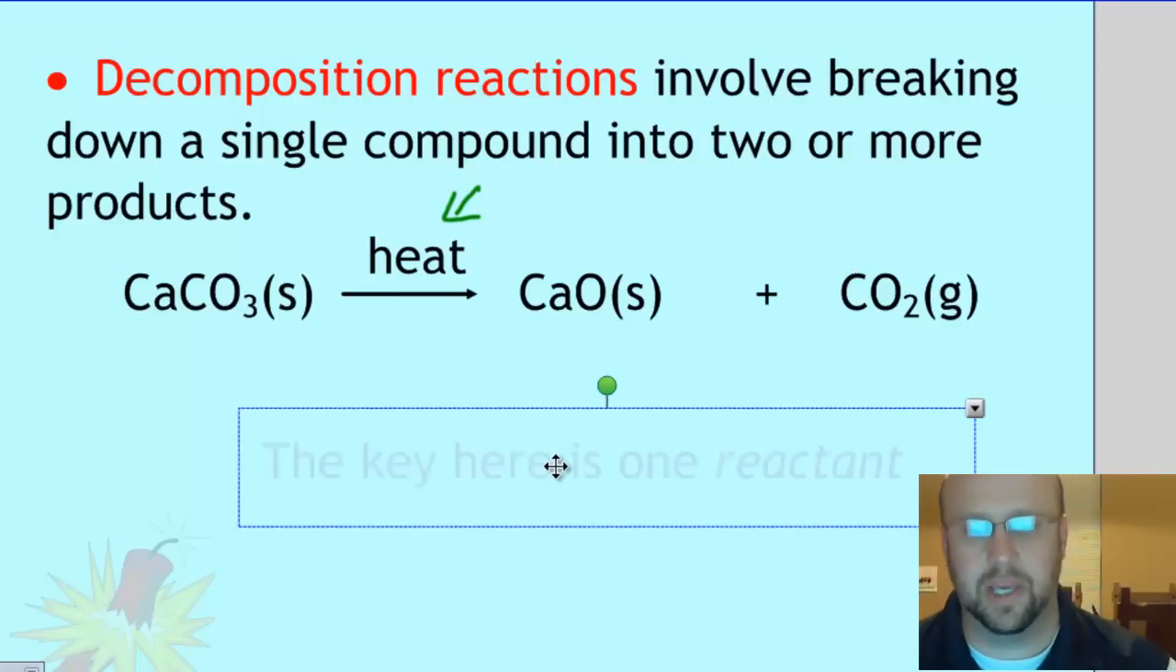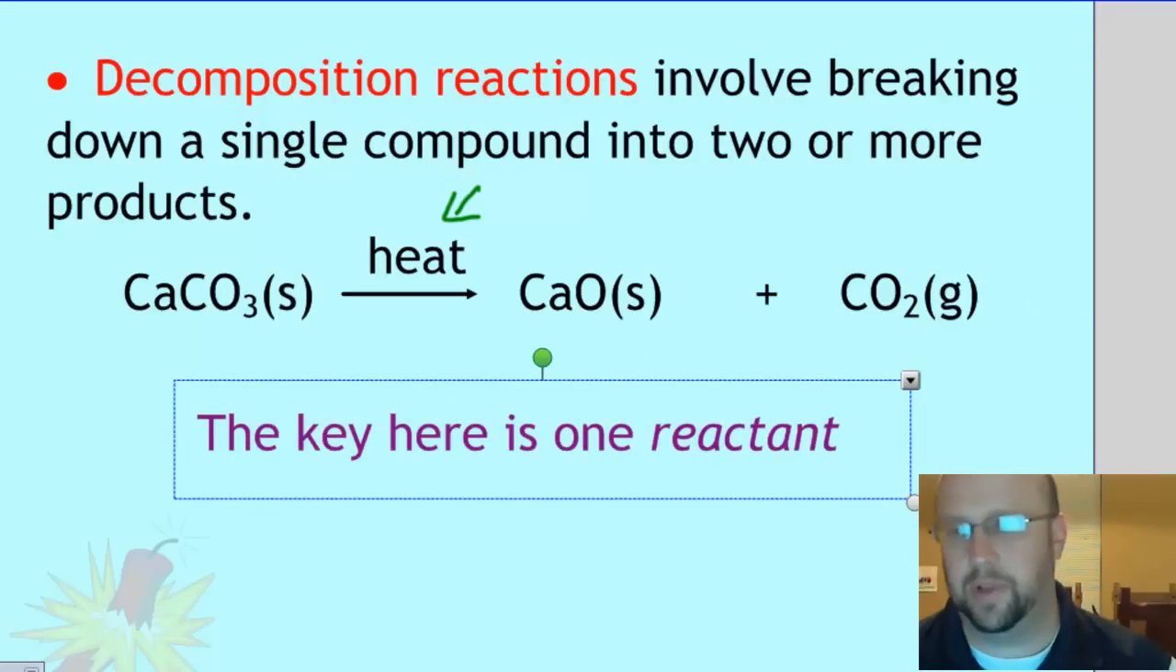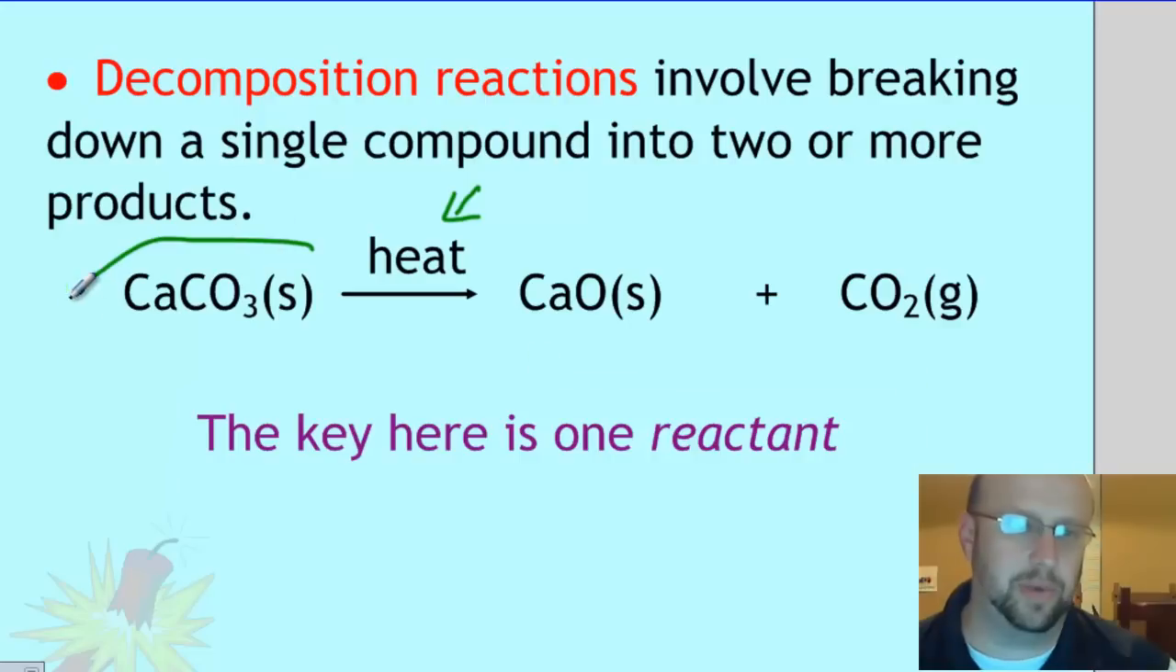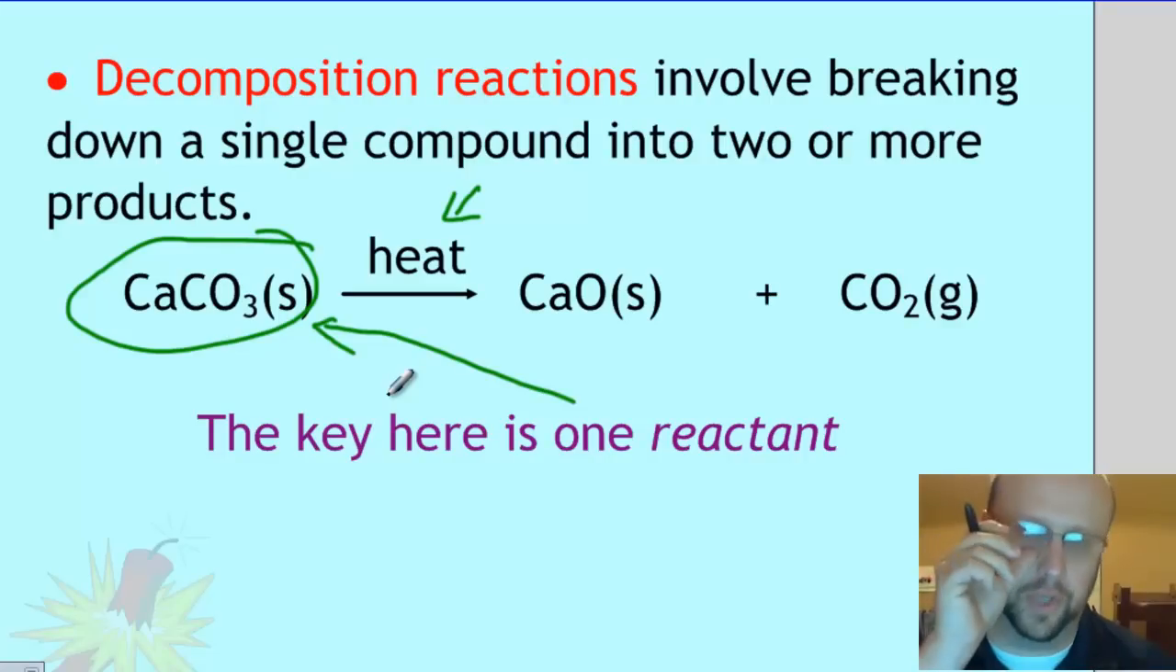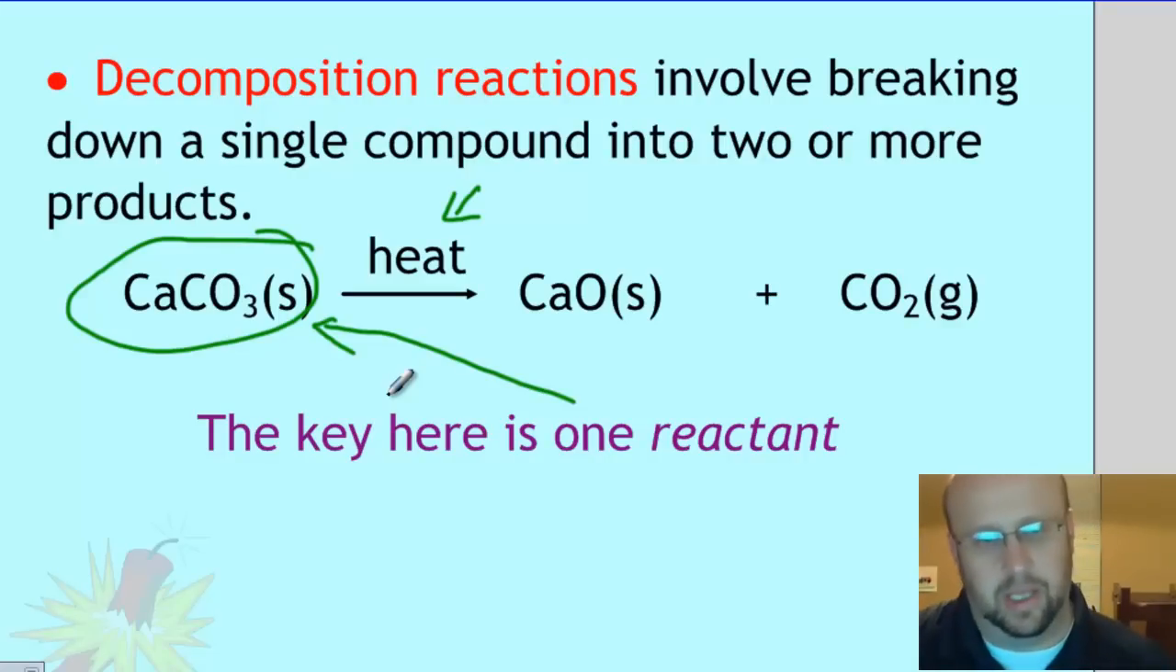Okay, so what's the key for this one? Pretty simple, and again, pretty much the exact opposite of a synthesis reaction. The key here is that there is one reactant. So there's one thing to the left of the arrow in a decomposition. There's one thing to the right of the arrow in a synthesis reaction. Those are the 2 that are easiest to recognize. If you see one reactant, you immediately think decomposition. If you see one product, you immediately think synthesis. So that works out pretty simply.